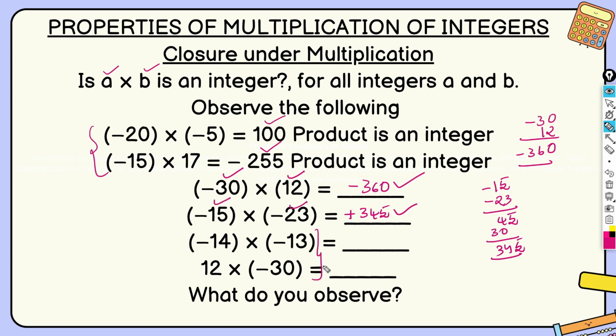If you multiply these two also, you will get integers only. Hence from this we can say that multiplication of integers follows the closure property. That is, the product of any two integers is an integer.